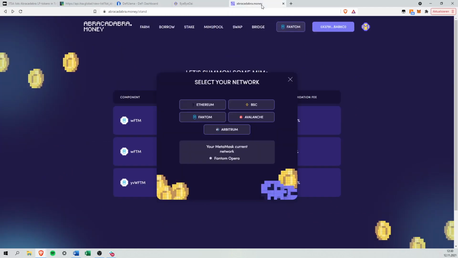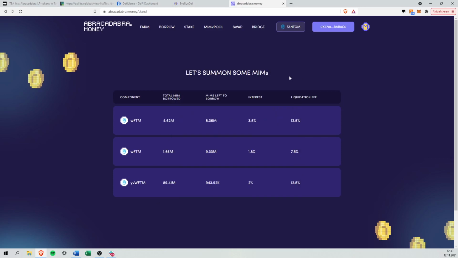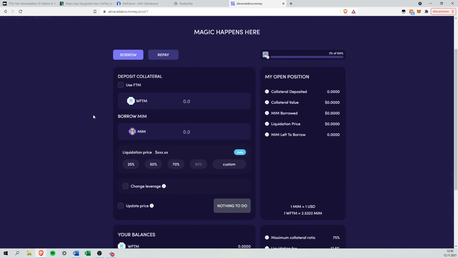And finally, I would like to give a little demonstration on how to use Abracadabra. So as you can see here, I'm on Abracadabra, and if you click up here on Phantom, you basically get a selection of all the different blockchains that are supported. I'm right now on Phantom. I want to stay on Phantom, but I just want to show you how easy it is to borrow MIM with your collateral. So here it's wrapped Phantom. I can also use traditional Phantom because I should still have some. Indeed, I have some.